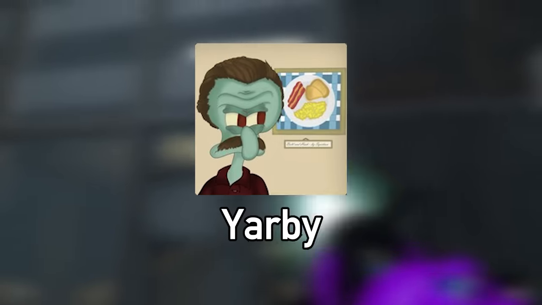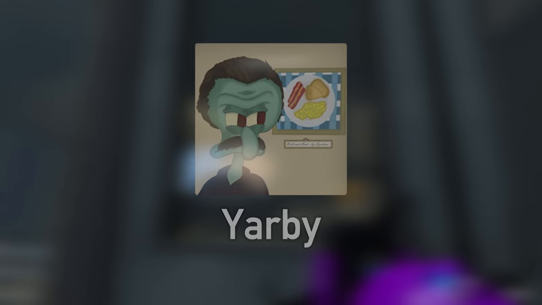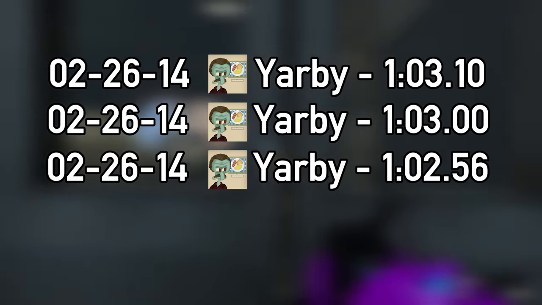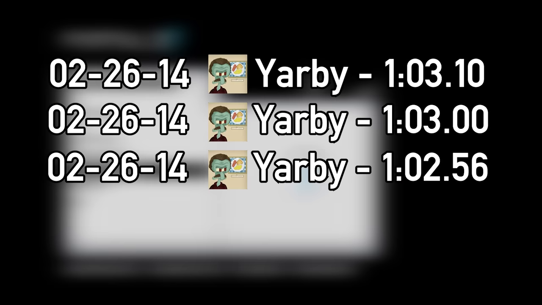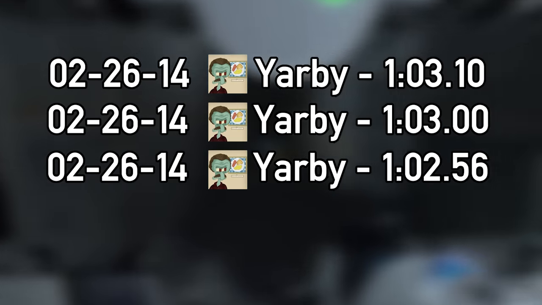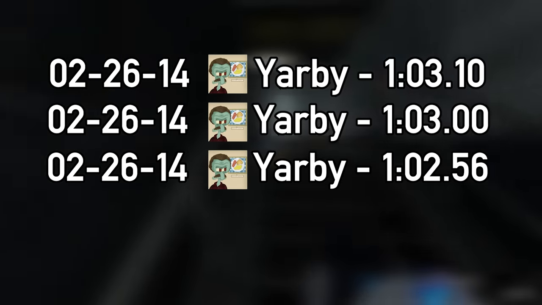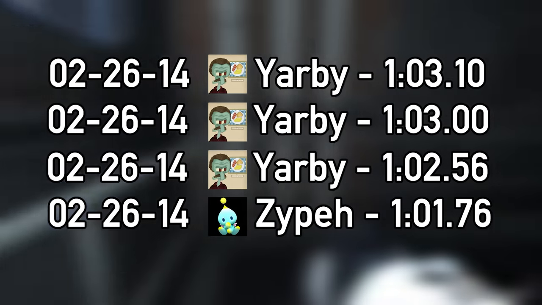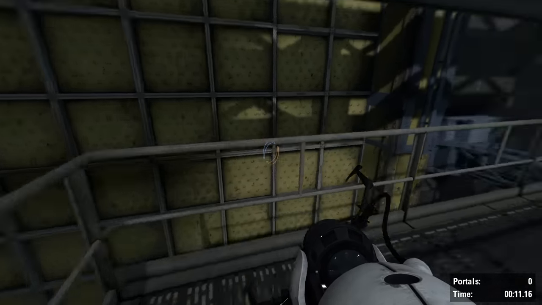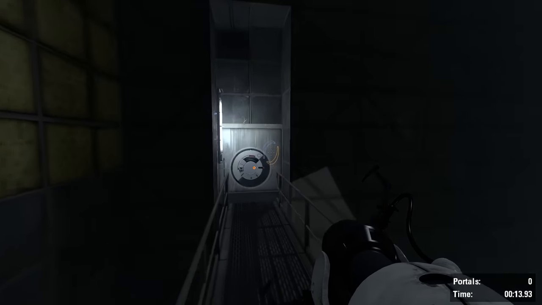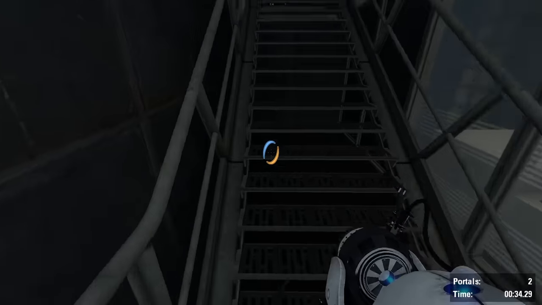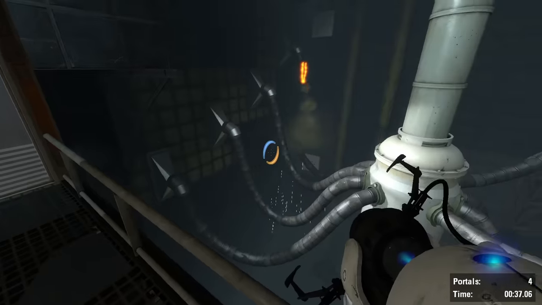Yarby was the first runner to utilize the portal through the door strategy, achieving times of 103.10, 103 flat, and ultimately 102.56. The 103 times got a similar cycle as the 102, but just had some weird hiccups in the run. Zyfe would take the next possible cycle, and achieve a time of 101.76, and this was a pretty impressive run. Zyfe was one of the most skilled Portal 2 bunny hoppers, so he was able to completely breeze through the catwalks. He managed to make it to the control room in time to catch the second tube on the right side of the generator, and that seemed to be the fastest possible cycle.